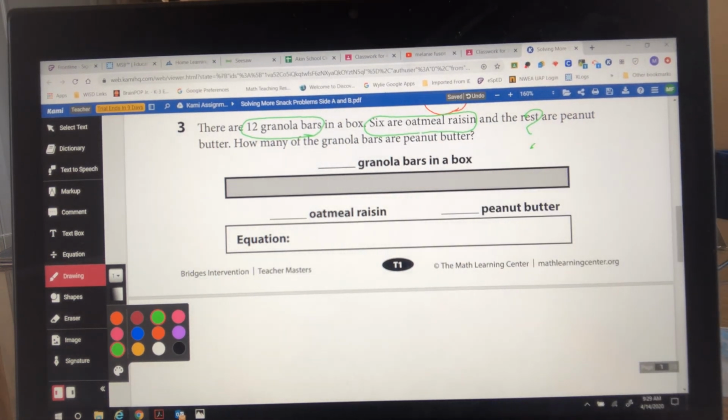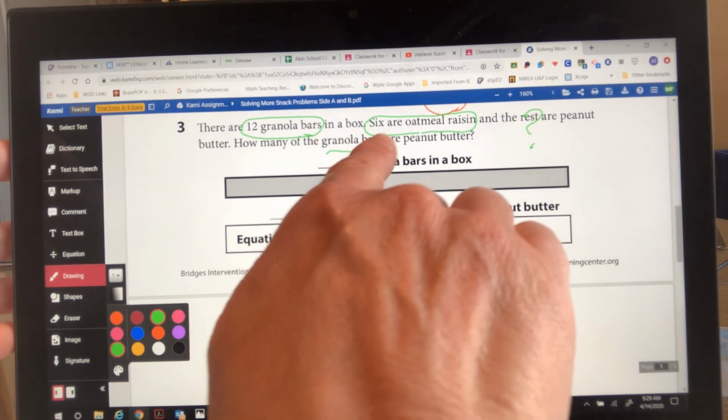So when I look into the box, I'm imagining colors because granola bars have colored wrappers, and oatmeal raisin is usually purple, and peanut butter is usually kind of a gold. So when I look into the box in my mind, I can see that part of the wrappers are purple because they're oatmeal raisin, and part of them are gold because they are peanut butter. And I want to know how many of the granola bars are peanut butter. So I'm still looking for granola bars, right?